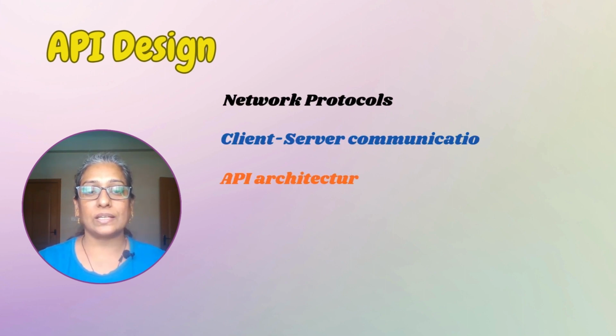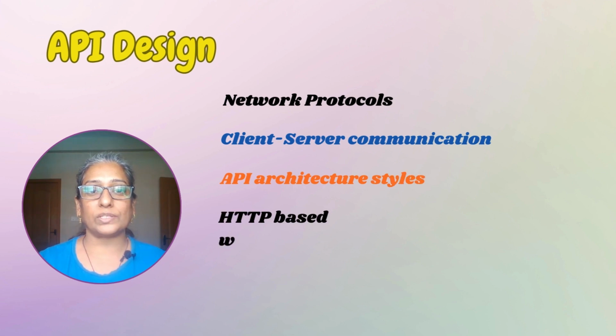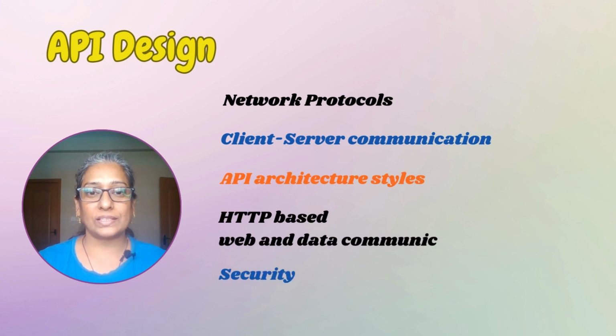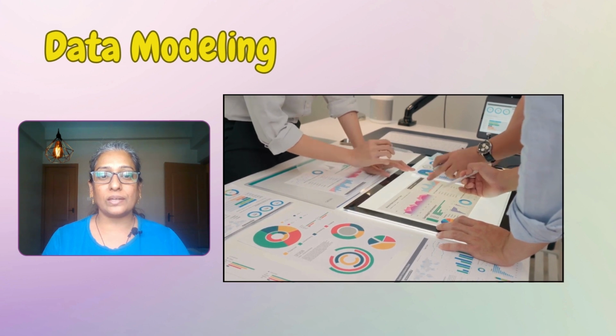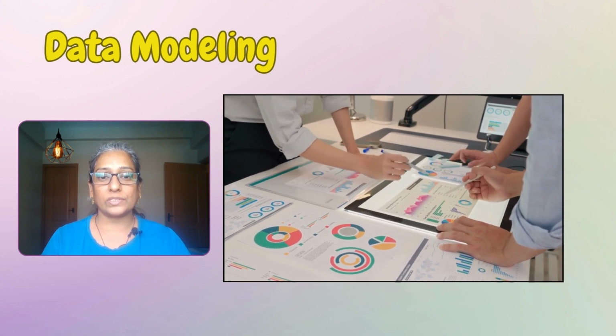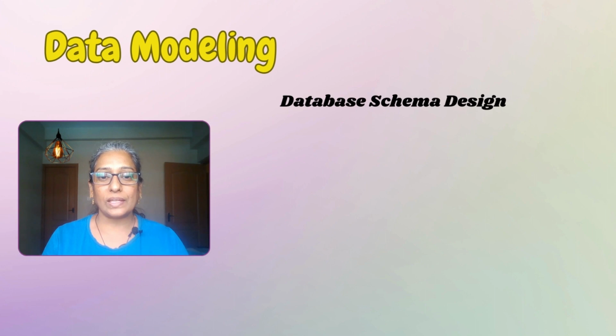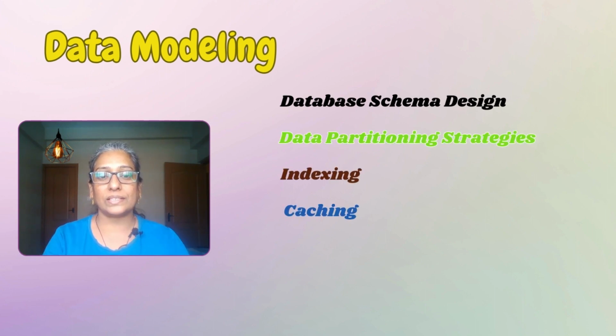API design is an essential aspect of system design. A good grasp of network protocols, client server communication, API architecture styles, HTTP based web and data communication, security, etc. is recommended. Data modeling is designing the database schema and data storage mechanisms for the system. This includes database schema design, data partitioning strategies, indexing, caching, and data consistency mechanisms.